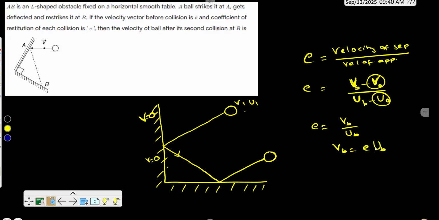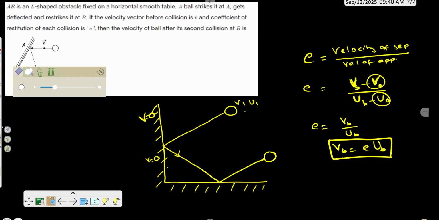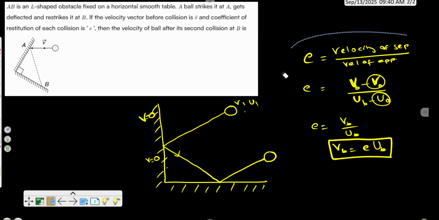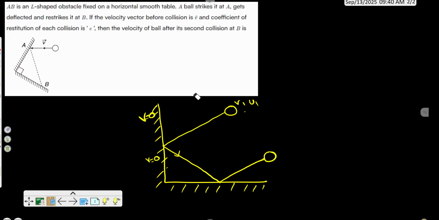This is what you should understand. The key concept is that the coefficient of restitution is velocity of separation by velocity of approach. The velocity of the obstacle, initial and final, is zero. So velocity of ball divided by initial velocity of ball is equal to the coefficient of restitution. I hope you understood this. From now onwards, we will directly write this part.